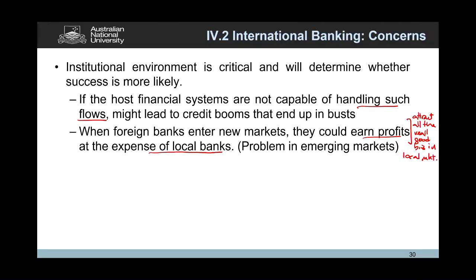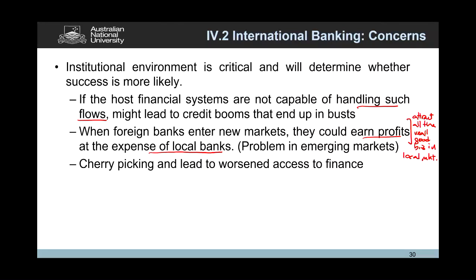Right? Because everybody likes to have a brand name associated with who they do business with. And so if they attract all the really good credit quality business from the local market, then what's left for the local banks? Basically, this is going to depress the local banking business and development. So that would be a really bad thing. So that leads to cherry picking and worsened access to finance for the general average of the market, right?